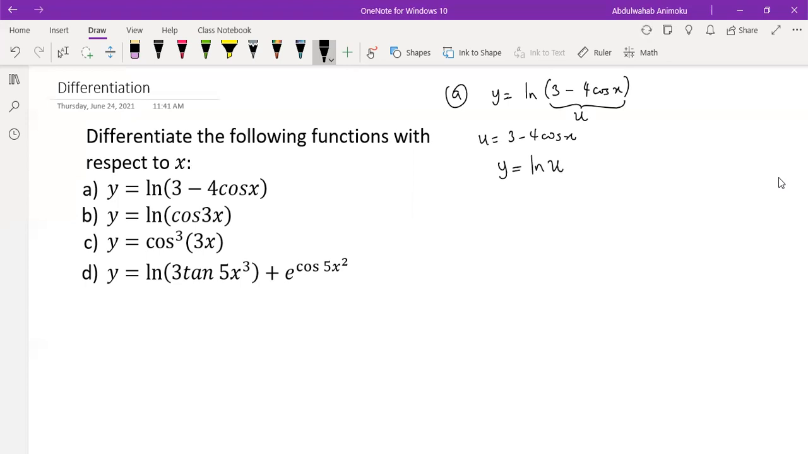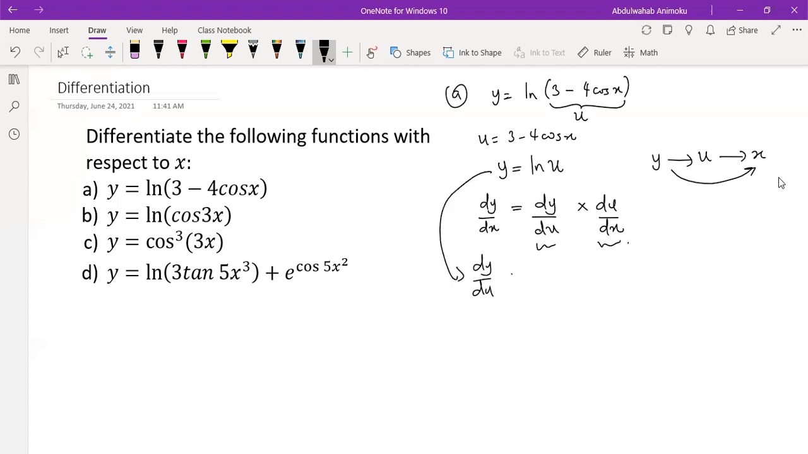Remember what I'm looking for is dy dx. Now, in order to get to x, I need to pass through u. So instead of going dy dx directly, I go through u. This is how you know you have to use the chain rule. Now we need to find dy du and du dx. dy du is very easy. It is the differentiation of ln u, which is just 1 over u. That's the differentiation of the ln function.